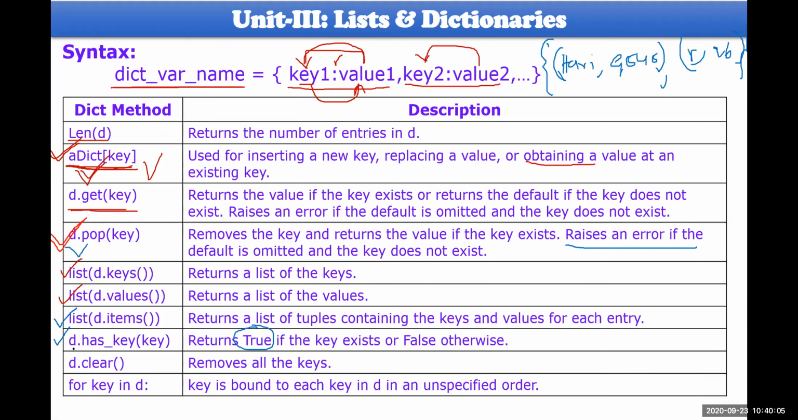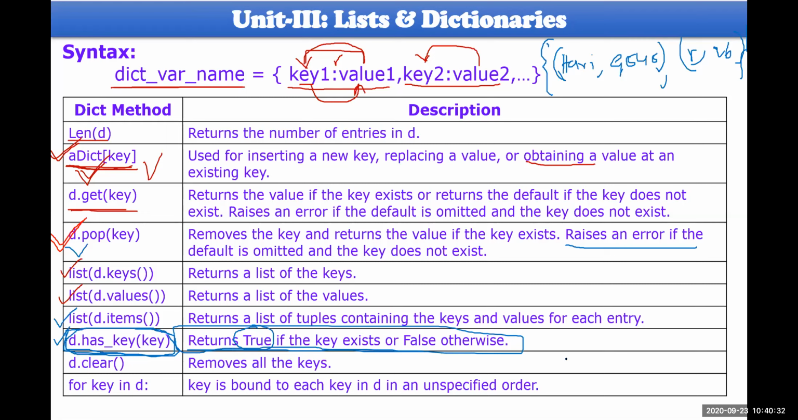Probably I have copied this right away from 2.7, and we are using 3.0. That is why this attribute is not available. So please remove this particular attribute from our discussion. It is from 2.7. And clear means all keys will be cleared by clear.